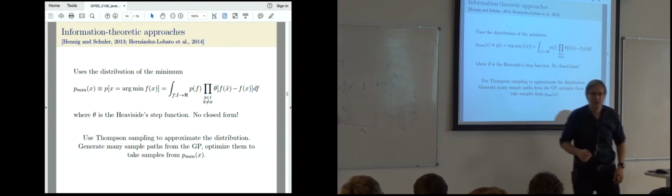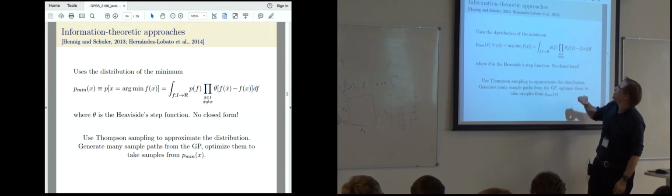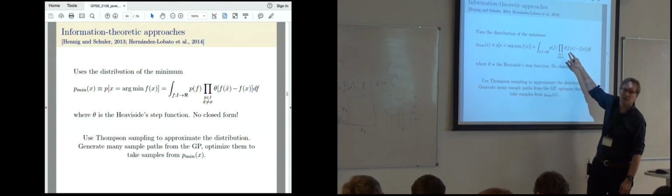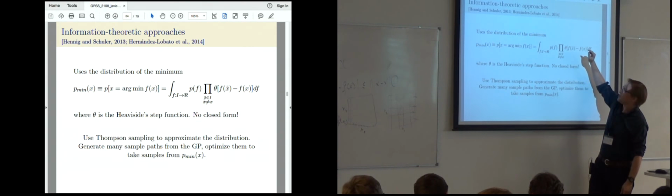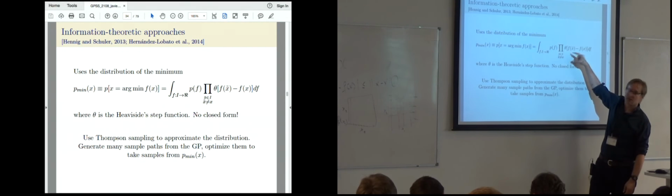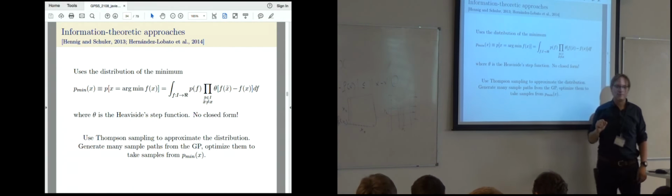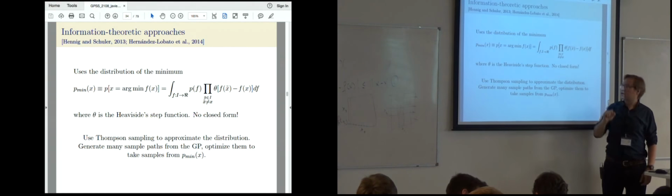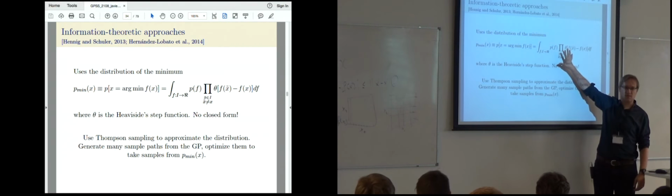Well, what is that in this case then? Sorry? What is that in this case? Theta? F. F is the GP model that you have. But then how does it correspond to entropy? So this is the distribution over the minimum.